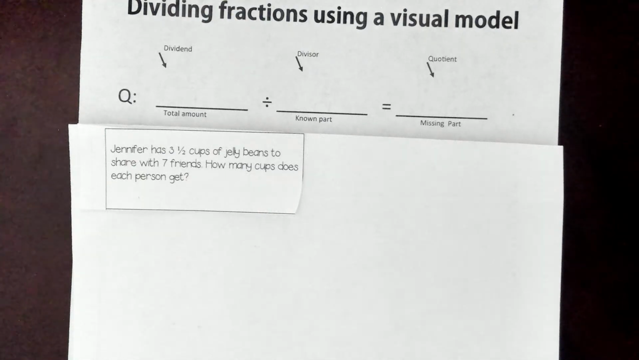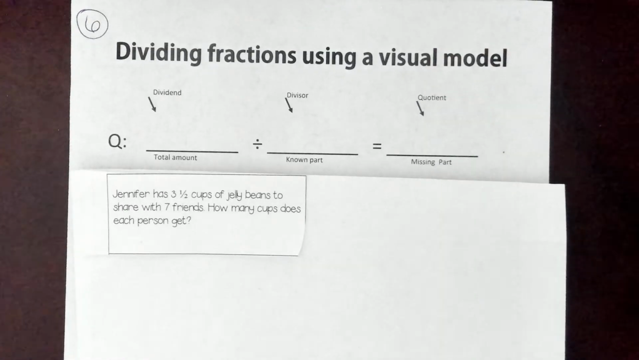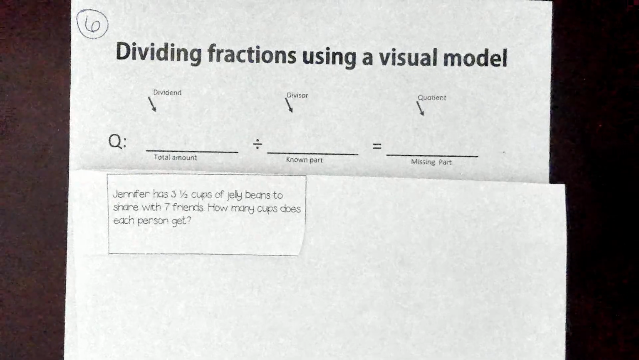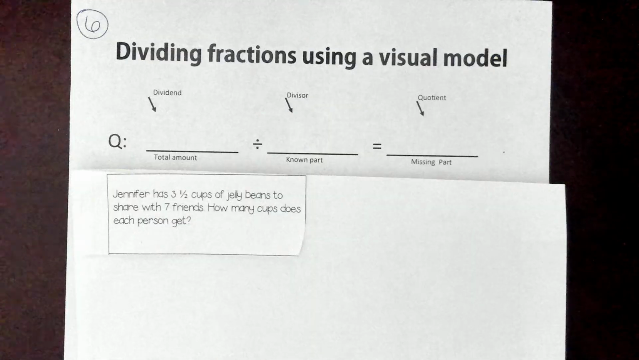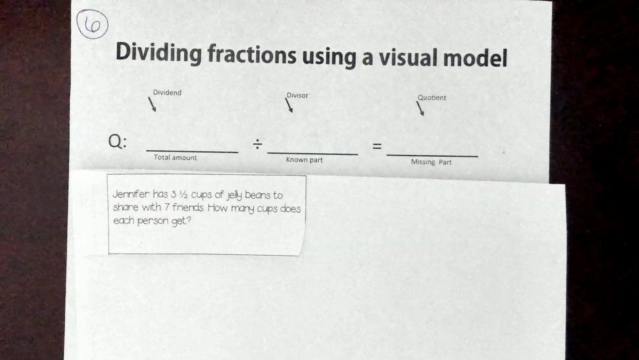Okay, so again today we are working on a problem where we are dividing fractions by using a visual model, and we have a word problem that we are going to solve for. The question is, Jennifer has 3.5 cups of jelly beans to share with 7 friends. How many cups does each person get?